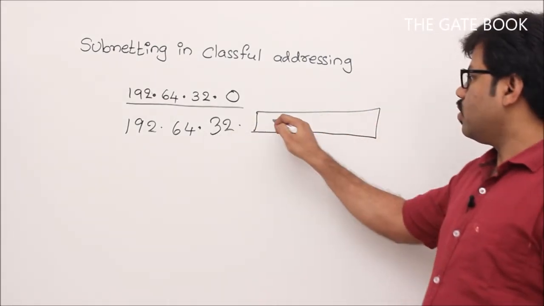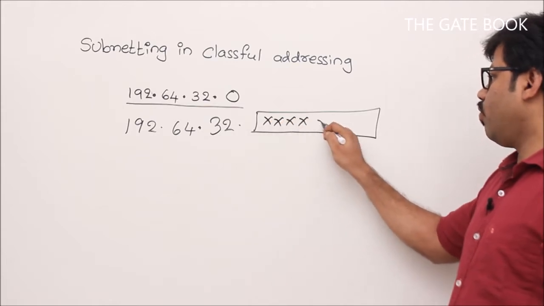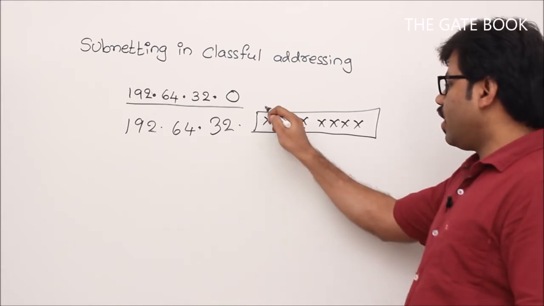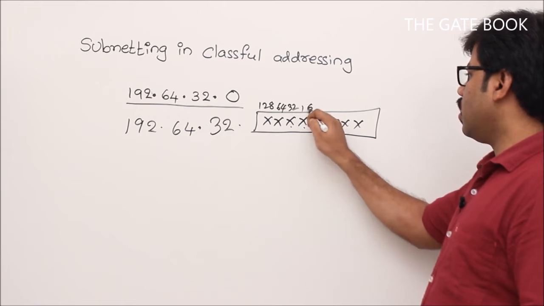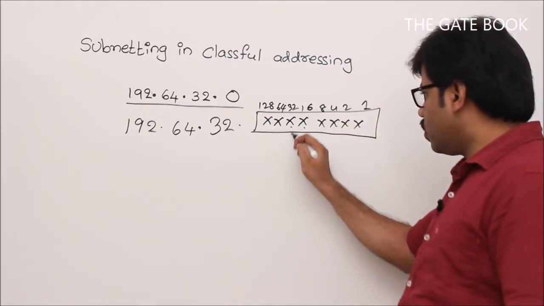Now in that, we have the variable part. That means anything you can fix. 1 2 3 4 5 6 7 8. Let's take the middle bits, these two. Let me give weightages. This is 128. This is 64. This is 32. This is 16. This is 8 4 2 1. Now let me fix these two.